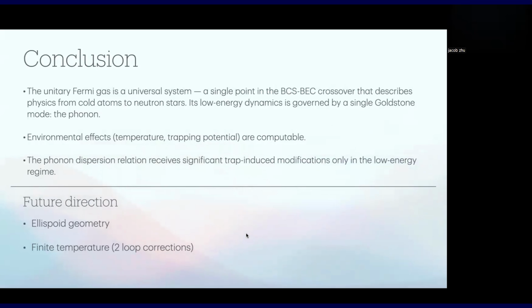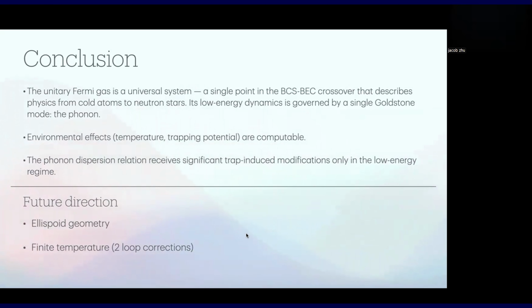So I hope the idea was that this is really a universal system that is applicable to neutron stars and cold atoms, even though they look extremely different. We can compute the effect of the trapping potential using the effective field theory. We unfortunately did not find the same result in the high energy regime, which is probably the regime that probes a positive correction instead of a negative one, and this does not even depend on the potential. Temperature is a bit more tricky. You need to use large N and compute two-loop corrections.